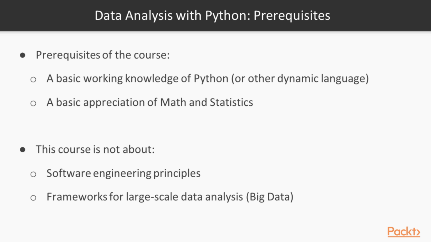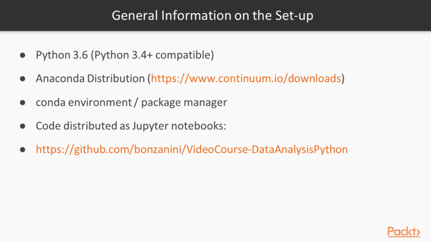This is about using Python and its libraries efficiently on a single machine. Some general information about our setup first. The course material is tested using Python 3.6, which is the latest Python release at the time of this recording. The code is in general compatible also with Python 3.4 and 3.5. Older versions of Python are not explicitly supported.